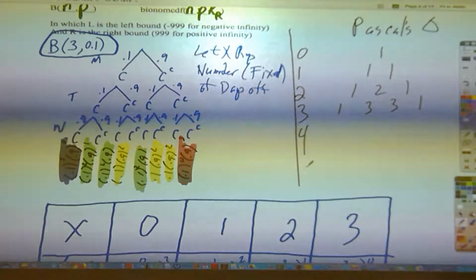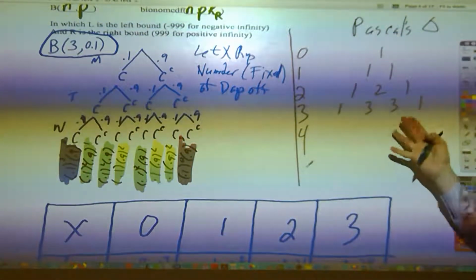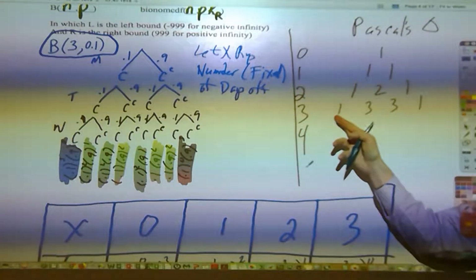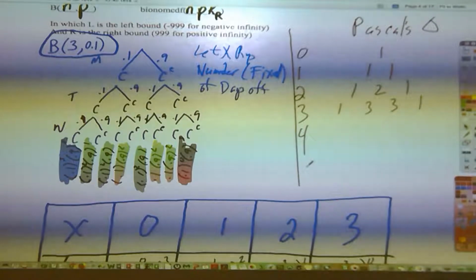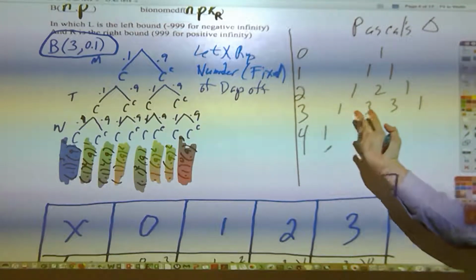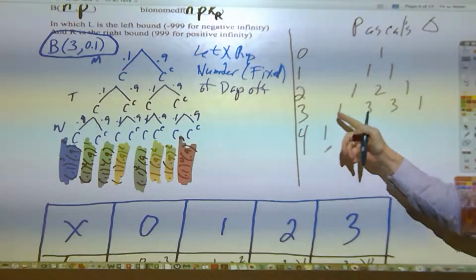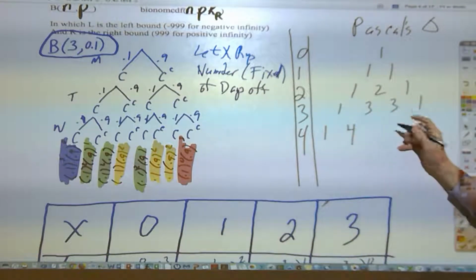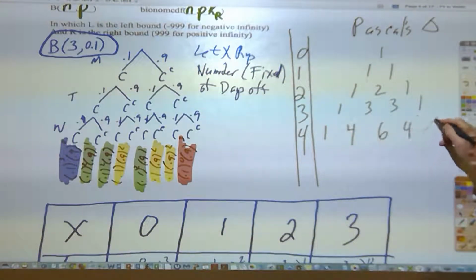If you want to find a row of Pascal's triangle, just take the previous row and understand that every row of Pascal's triangle begins with the number 1, and then to get the next number, you just add the 2 numbers above. 1 plus 3 is 4. 3 plus 3 is 6. 3 plus 1 is 4.